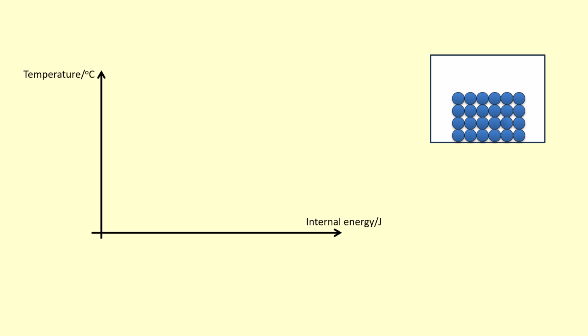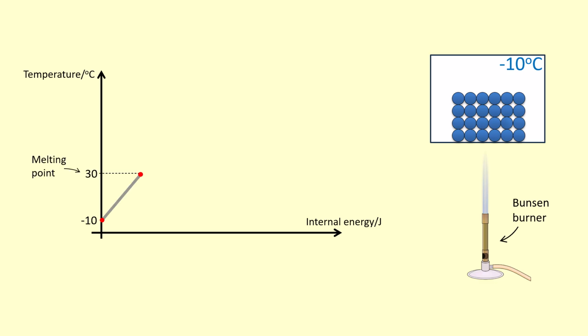Okay, here we have a solid object. I'm going to put a Bunsen burner underneath and heat it up, so the internal energy is going to increase. Let's say it's at minus 10 degrees first. As I heat up, the temperature will increase, and in fact, it's going to increase up to its melting point, which we're going to say is around 30 degrees Celsius.